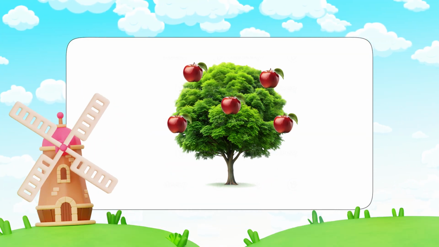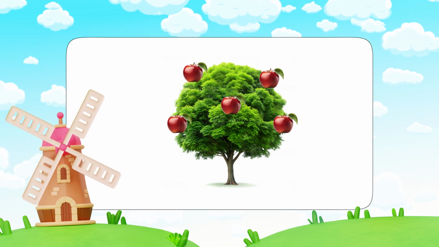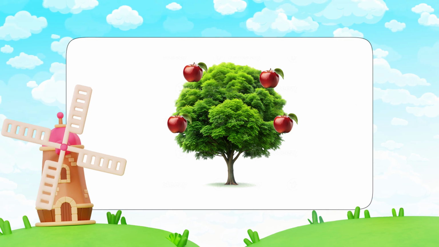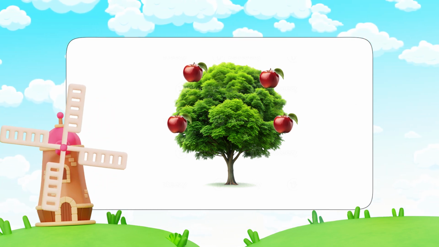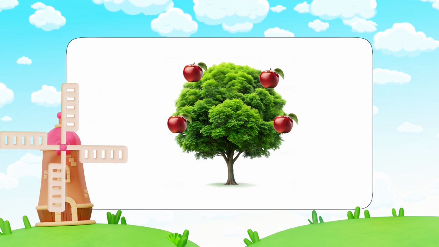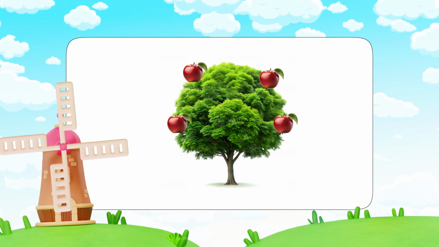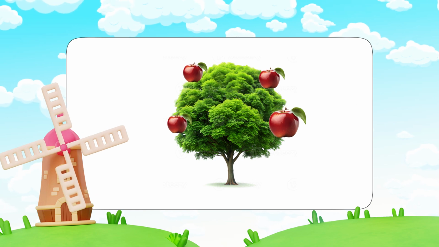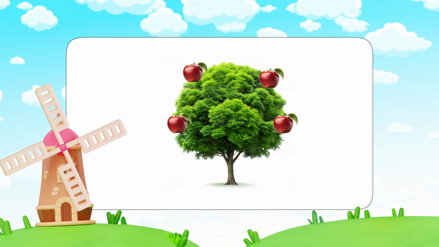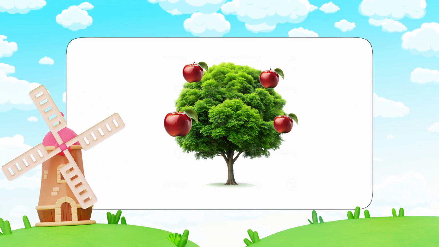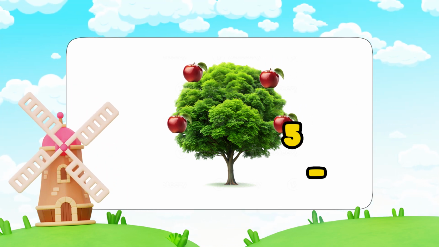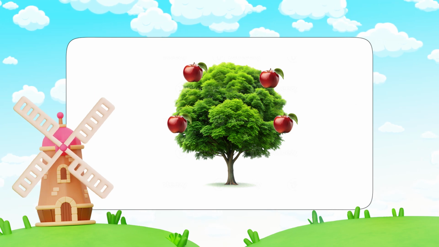Look at these apples. We have 5 apples on this tree. Oh no! One apple fell down. So if we had 5 apples and 1 apple fell, how many are left? 1, 2, 3, 4. Let's count together. 1, 2, 3, 4. That's right. 5 minus 1 equals 4.